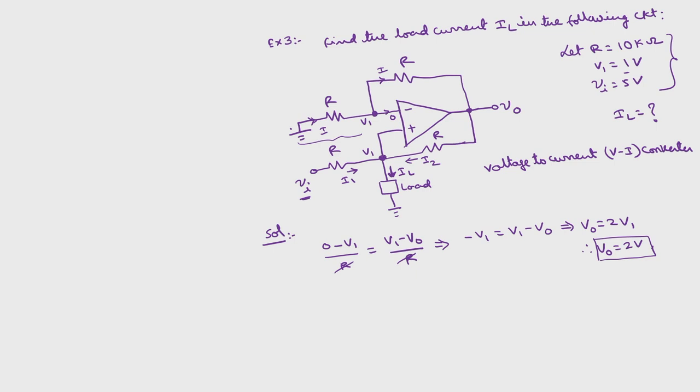Now, coming to this node, we have to find out IL, the load current. So I1 and I2 are entering, IL is leaving. What is I1? I1 is equal to VI minus V1 by R. VI is given as 5 volts, V1 is 1 volt. So 5 minus 1 divided by R, given as 10 kilo ohms. This is equal to 4 milliamps. Then I2 is V0 minus V1 divided by R. This is equal to V0, which we just found to be 2 volts, minus V1 which is 1 volt, over 10 k. This is equal to 0.1 milliamp.